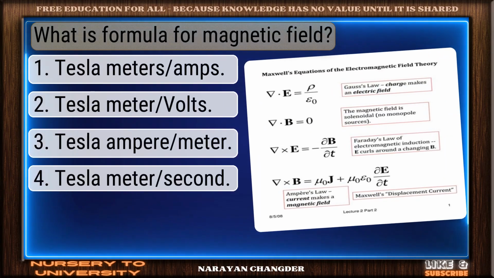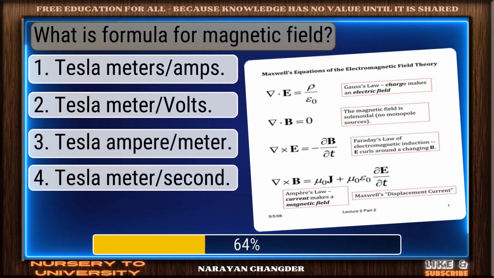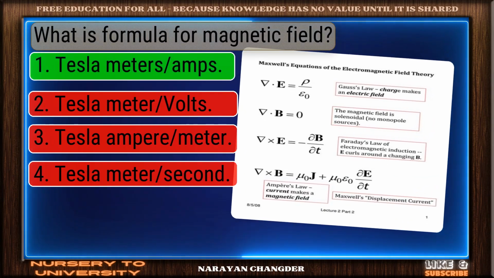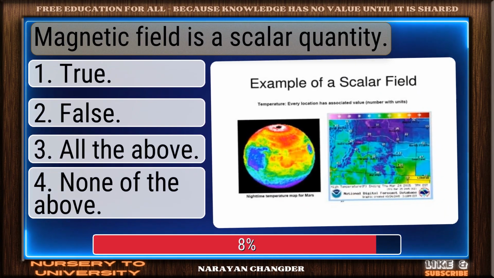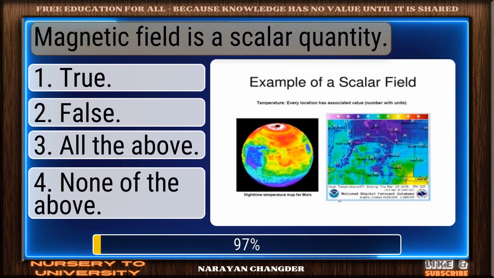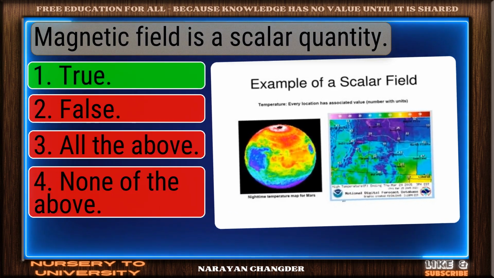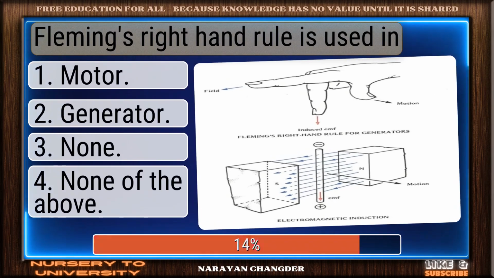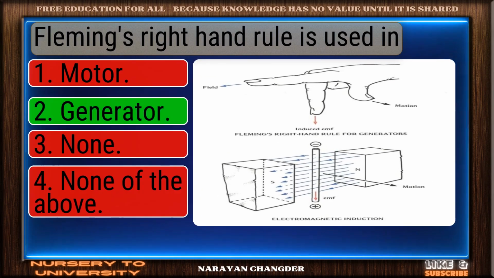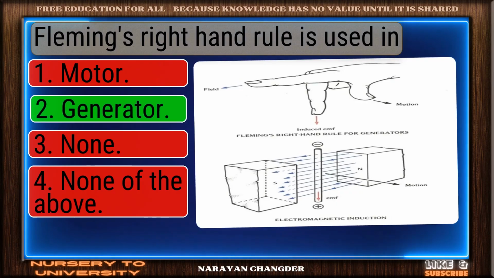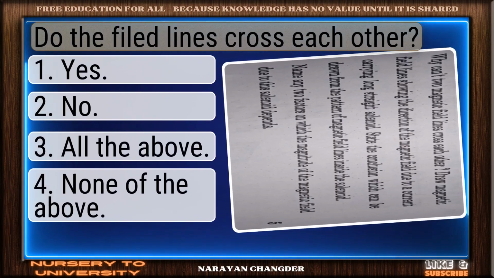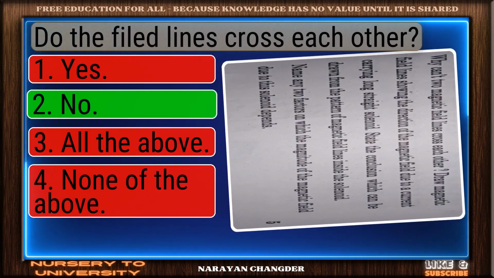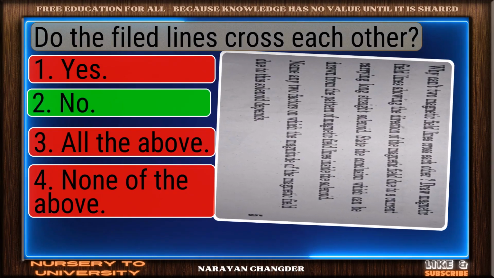What is the formula for magnetic field? Solid response. Tesla meters per amps is valid. Magnetic field is a scalar quantity. Nicely done. True is solid. Fleming's right-hand rule is used in. Well picked. Generator is correct. Do the field lines cross each other? Correct response. No is accurate.